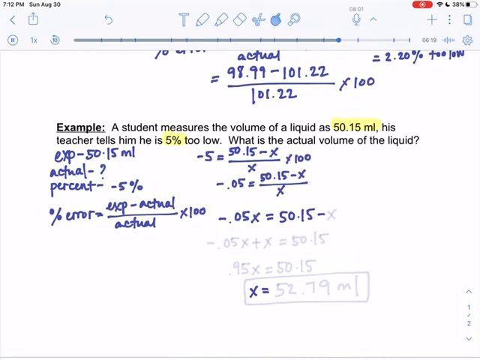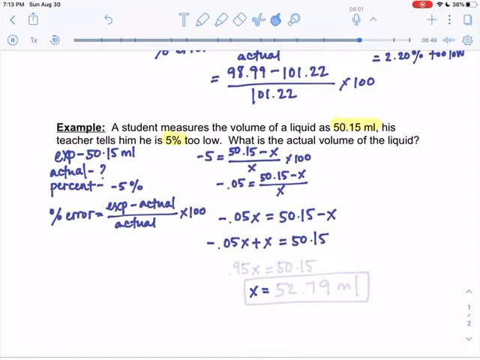We're going to isolate the x's on the left-hand side of the problem so we can get 50.15 all by itself. That x is being subtracted on the right, so we're going to add it on the left. So we have negative 0.05x plus x is equal to 50.15.